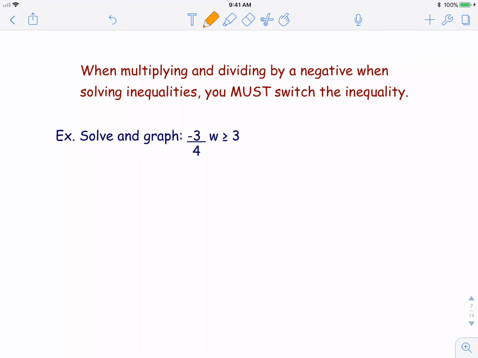So there's your rule. When you multiply or divide by a negative number when solving for inequalities, you must switch the inequality. So if you ever have to multiply or divide by a negative number on both sides, be sure to flip that inequality sign.